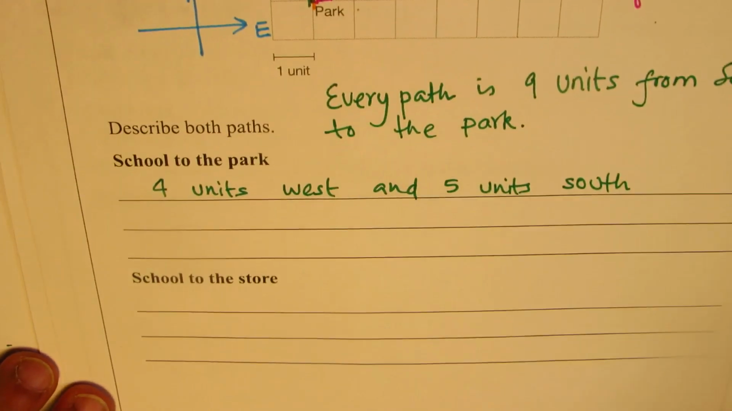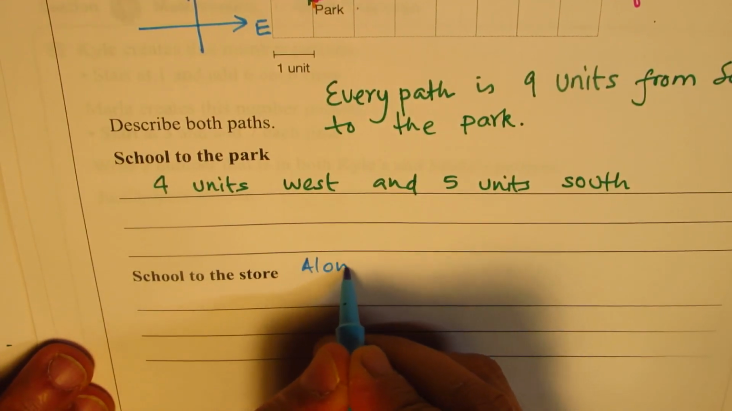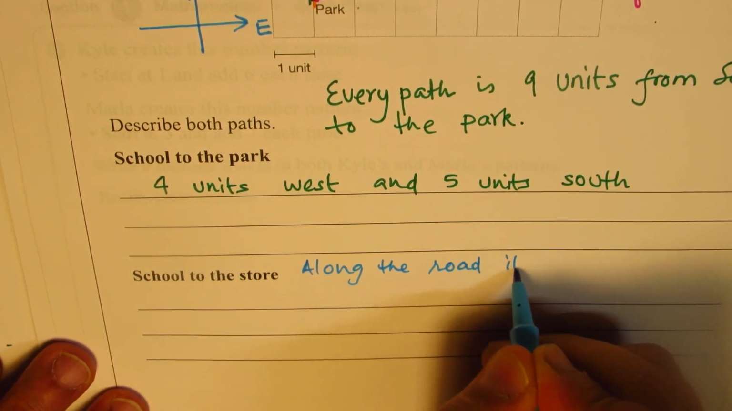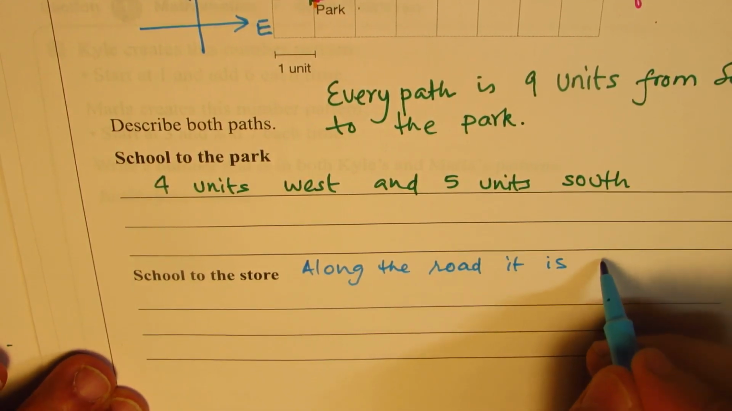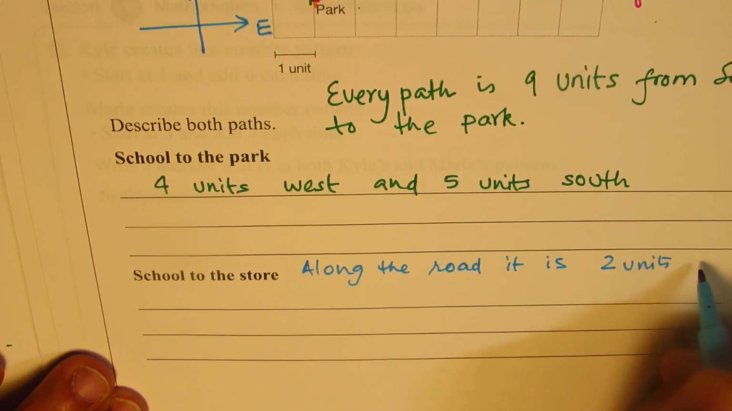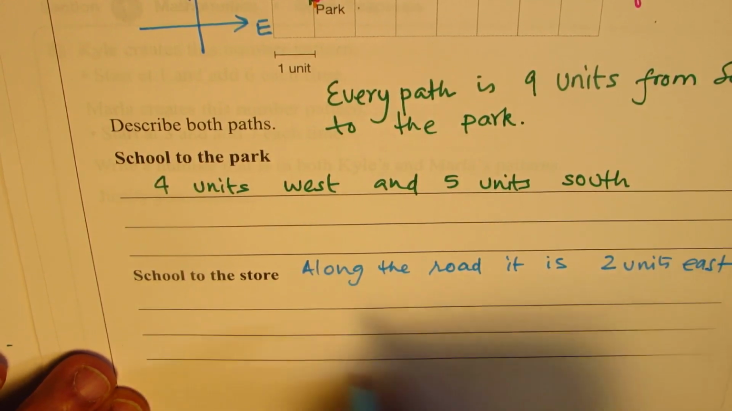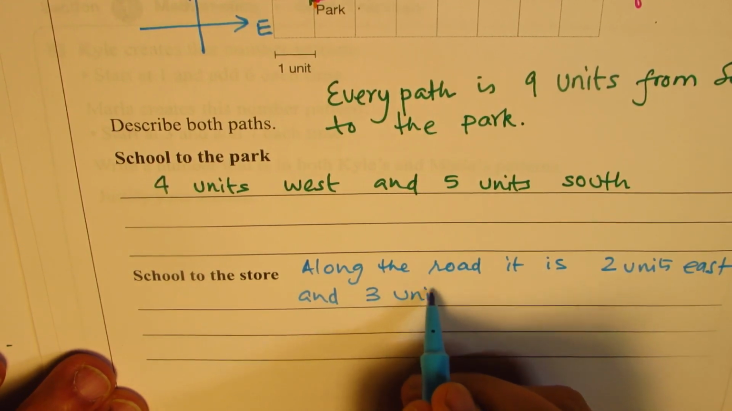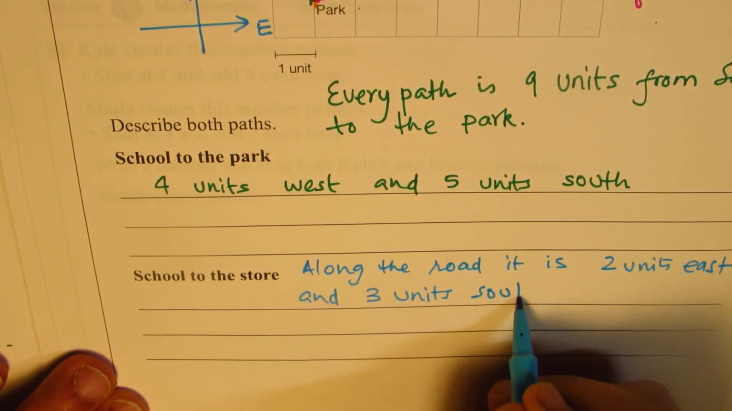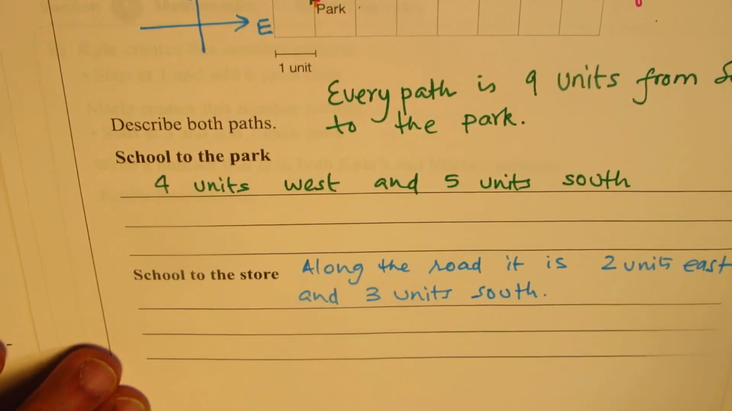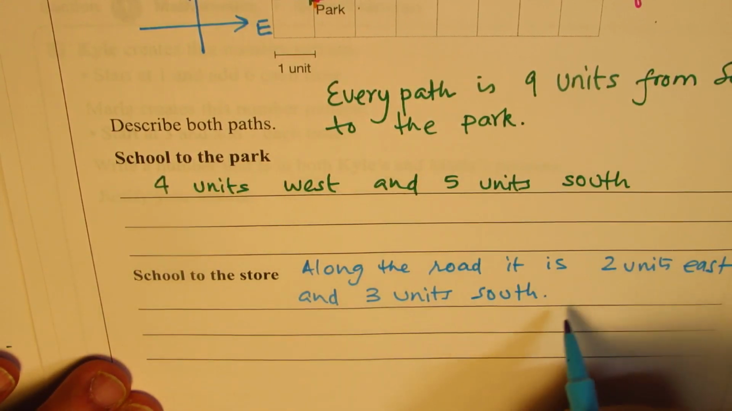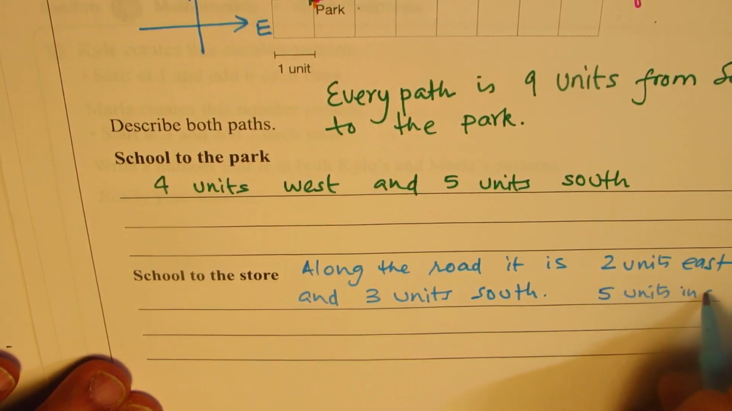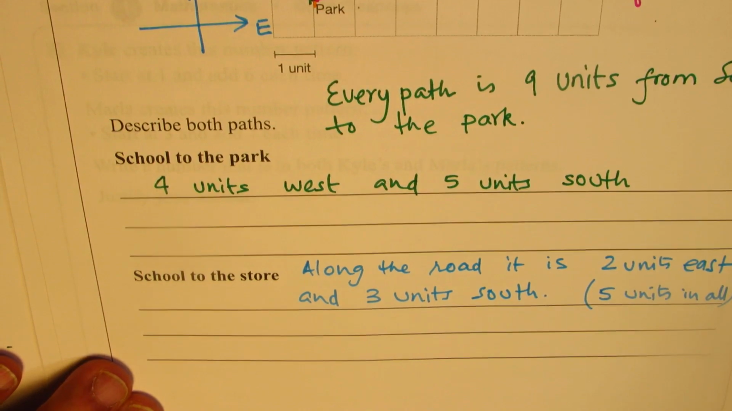So along the road, we'll write along the road. It is 2 units east and 3 units south. So basically you have to walk 5 units in all. 5 units in all. Is it okay? 5 units in all.